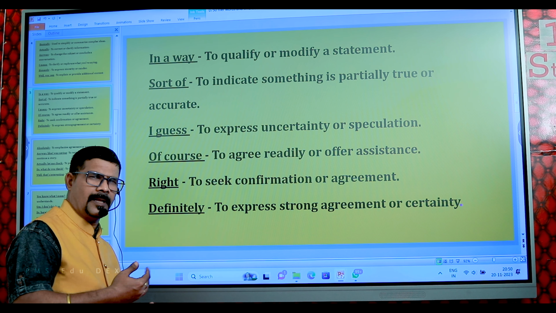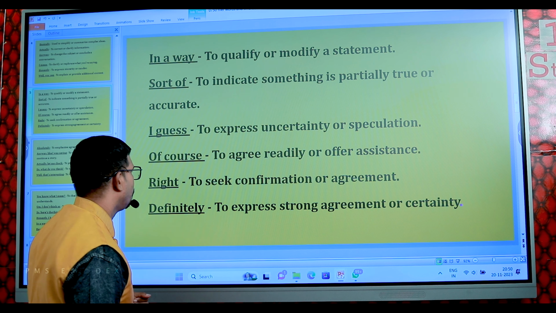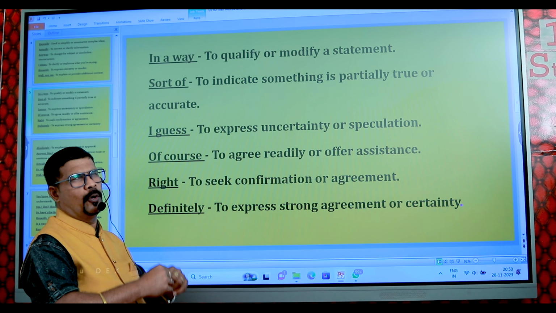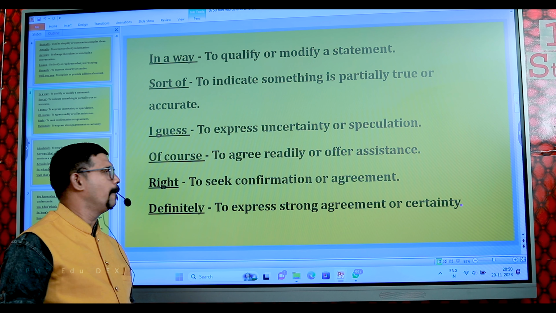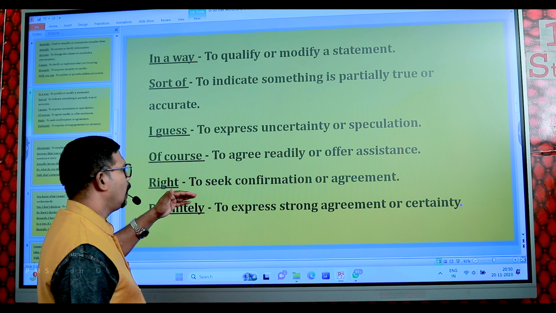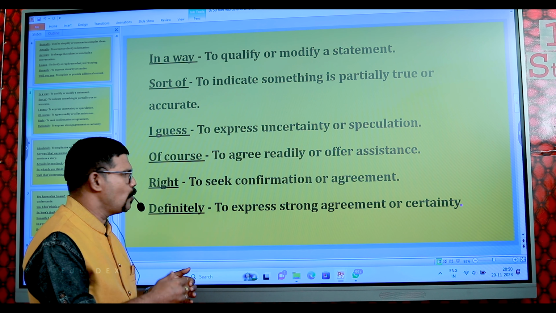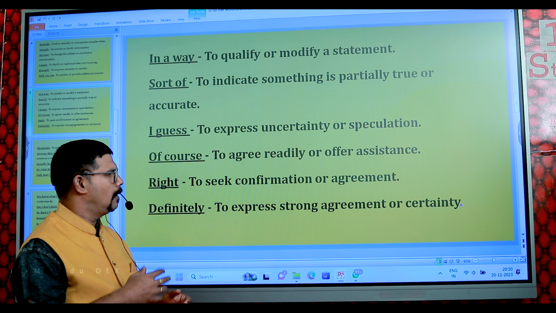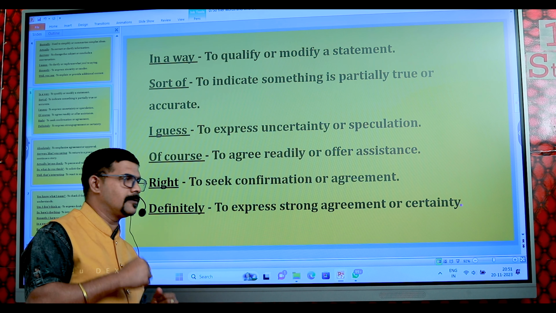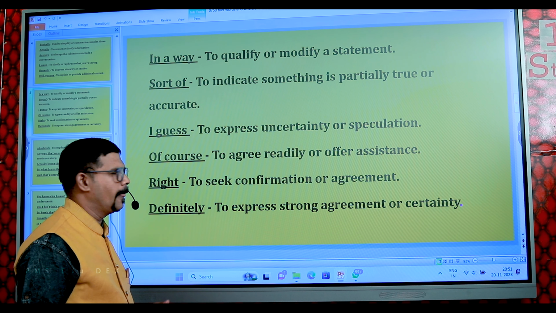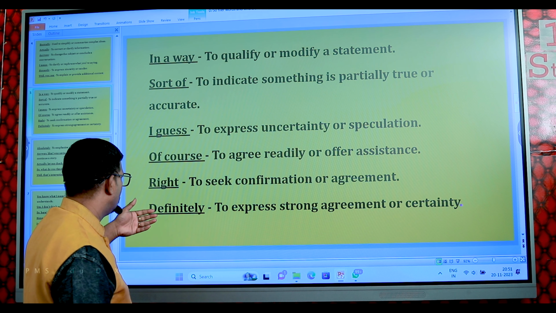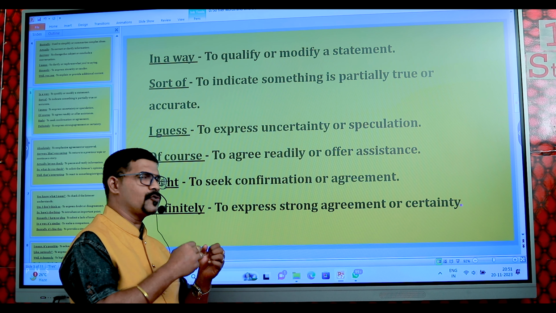The next one, of course, to agree readily or offer assistance. So when we guide or offer assistance in a sentence, we use "of course". Right, to seek confirmation or agreement. When you use "right", we are seeking or giving agreement or confirmation of the sentence. Definitely, to express strong agreement or certainty. So "definitely" says strong agreement.